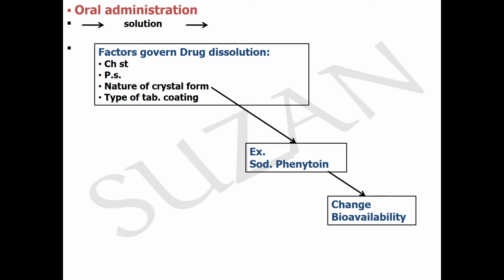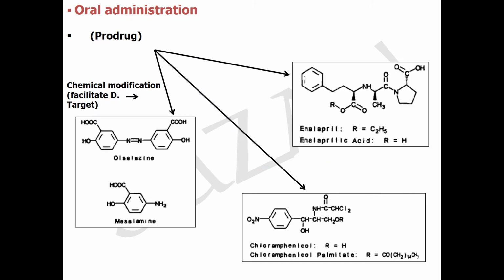Following oral administration, the drug must go into solution in order to pass through GI mucosa. And here we have several factors that govern the drug dissolution, like the chemical structure, particle size, nature of crystal form, and the type of tablet coating. All these factors affect the drug dissolution and ultimately will change the bioavailability.